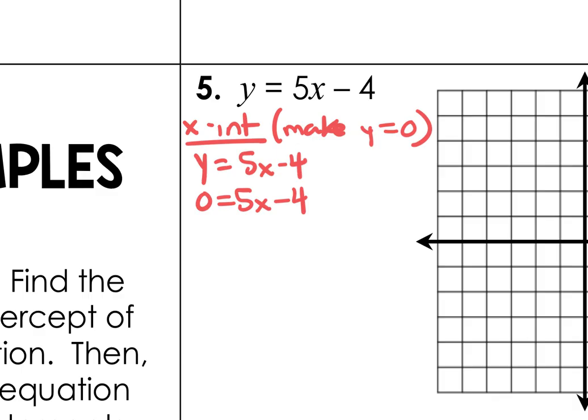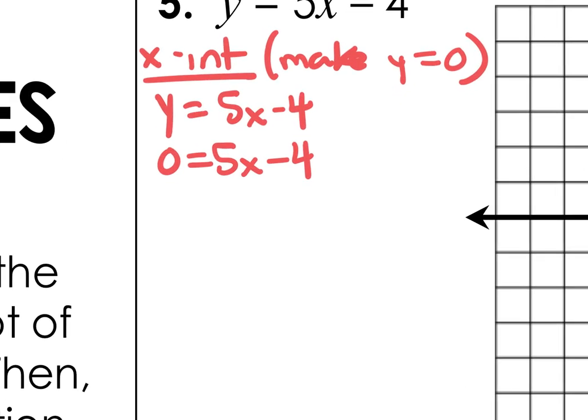Now we've got to solve that equation for x. I don't care what you do. To me, I'm going to add the 4 because it's negative. So I'll just say, okay, let me add 4 to both sides. So I get 4 equals 5x. Divide both sides by 5.